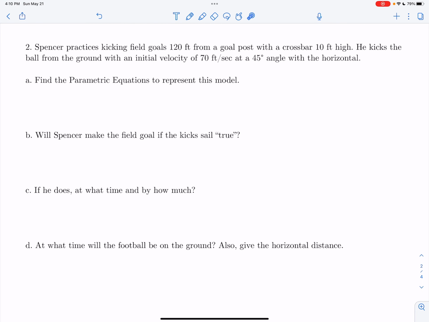Number 2, Spencer practices kicking field goals 120 feet from a goalpost with a crossbar 10 feet high. He kicks the ball from the ground with an initial velocity of 70 feet per second at a 45-degree angle with the horizontal. The first thing that I'm going to do is write the parametric equation to represent the kick that Spencer is making. So I have initial velocity of 70 cosine of 45, t. And then we're still in feet, so negative 16t squared plus 70 sine of 45 t, and then plus 0.